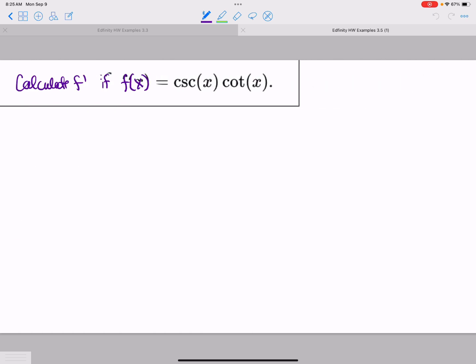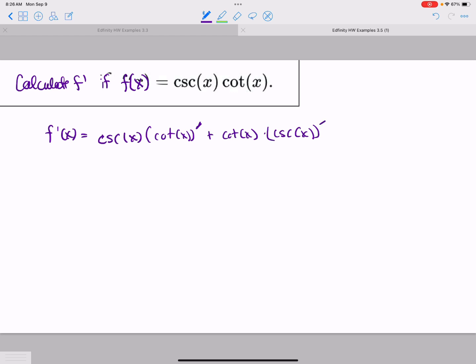The second one, I'm asked to calculate the derivative of cosecant x times cotangent x. So because it's multiplication, I'm going to use product rule. Product rule says do the first times the derivative of the second, plus the second times the derivative of the first.